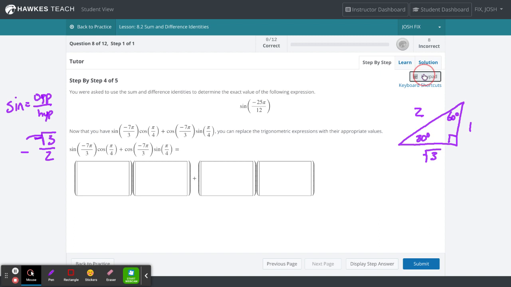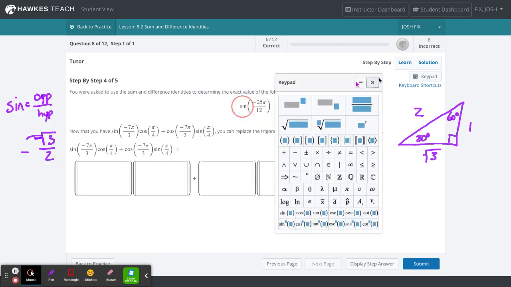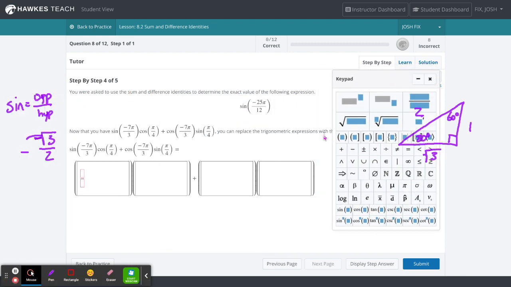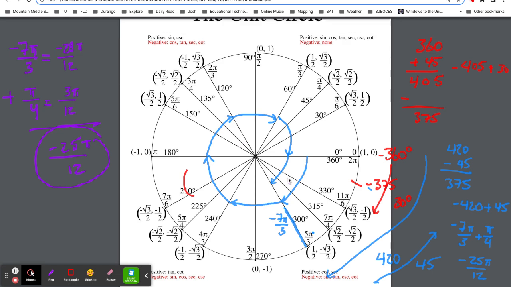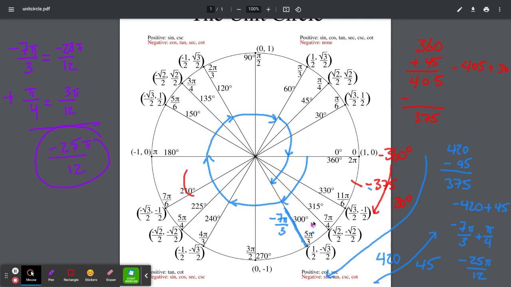So keypad, pull that over here, fraction bar. So this is going to be a negative square root of 3 over 2. Sorry about that. And then we have to find the cosine of pi over 4. So because this is a positive pi over 4, a little bit different situation. So positive pi over 4, we come back to the unit circle. And so we're looking at a pi over 4. We're going in this direction. And so that would be a pi over 4 is always going to be a square root of 2 over 2.